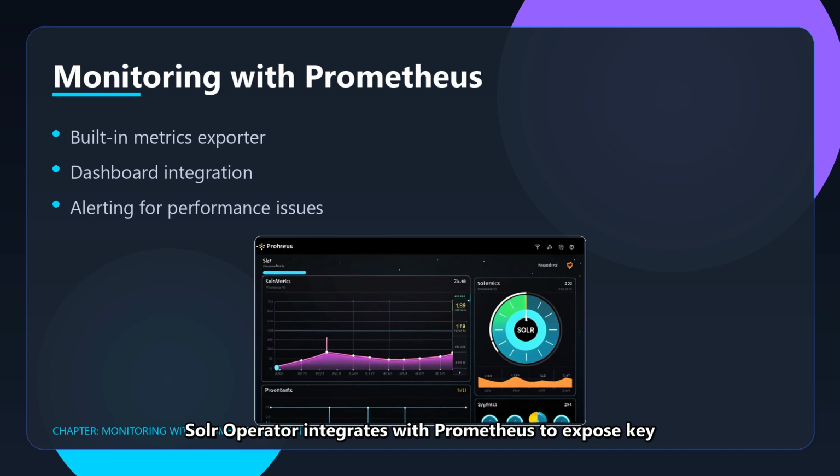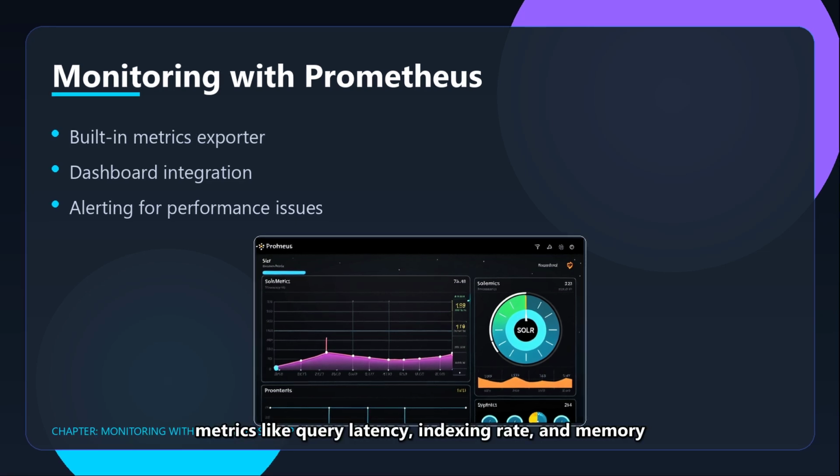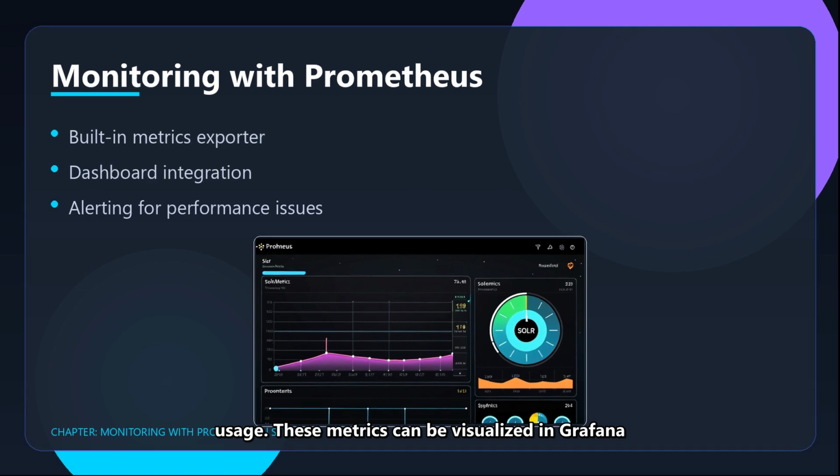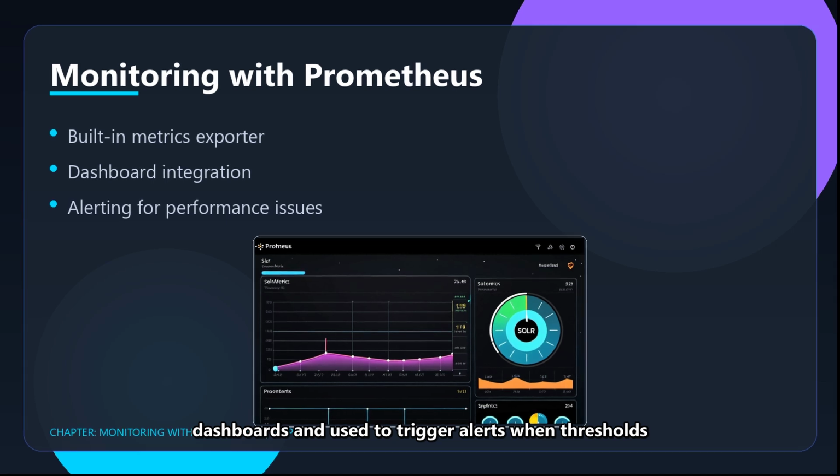Solr operator integrates with Prometheus to expose key metrics like query latency, indexing rate, and memory usage. These metrics can be visualized in Grafana dashboards and used to trigger alerts when thresholds are crossed.